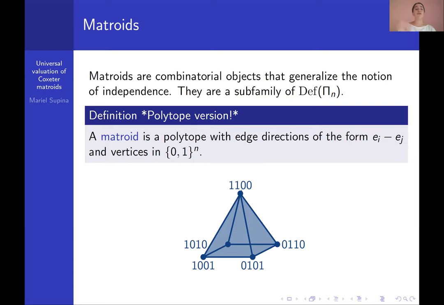So a matroid, for the purposes of this talk, is a polytope with edge directions of the form e_i minus e_j and vertices that lie in {0,1}^n. In other words, matroid polytopes are all of the generalized permutahedra that have vertices that are 0, 1 vectors. This isn't part of the definition, but it follows from the definition that all of the vertices of a matroid polytope will have the same number of zeros and ones. This comes from the fact that the edge directions have to have this special form. Here pictured is an example of a matroid polytope. This is a deformation of the four permutahedron.